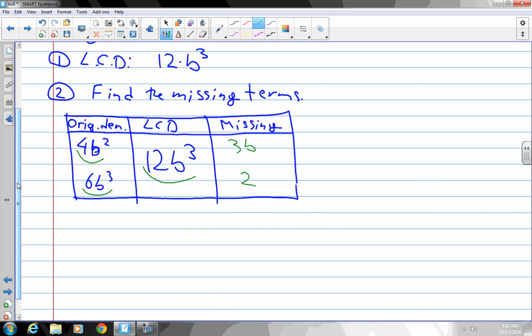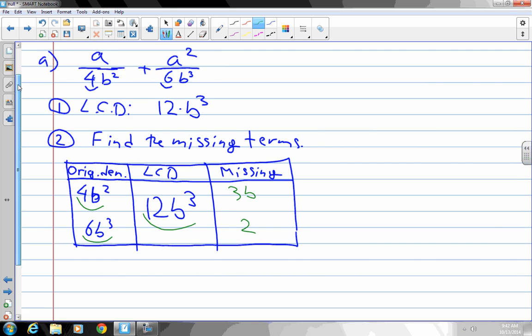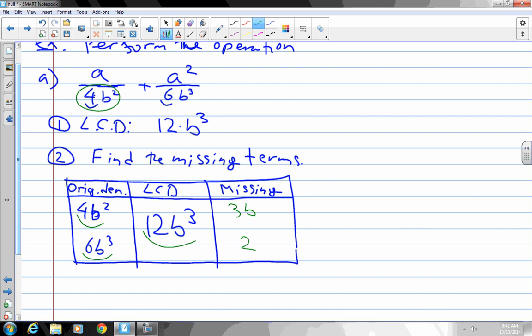Again, you don't have to do this table. I mean, you can visually compare 4b squared with 12b cubed. And you see, all right, we're missing 3b. And you can visually compare 6b cubed with 12b cubed, and then you see missing 2.